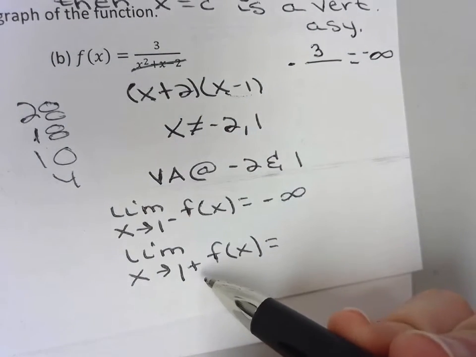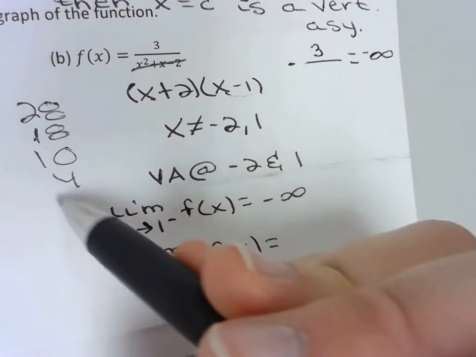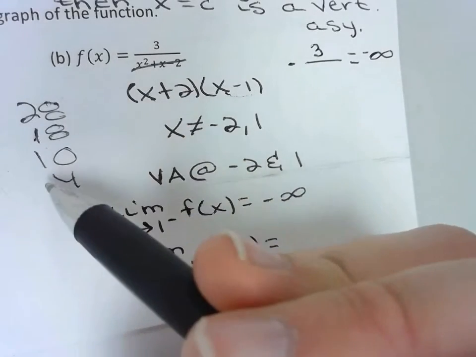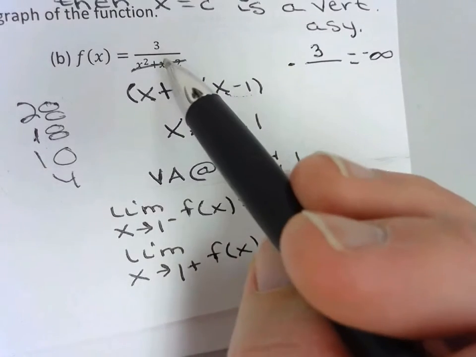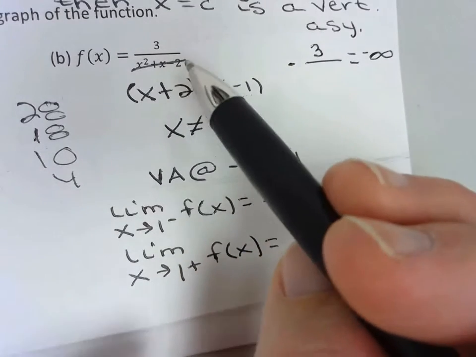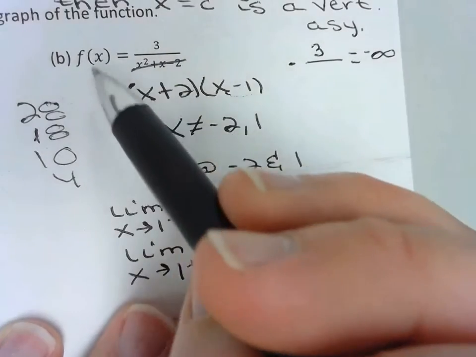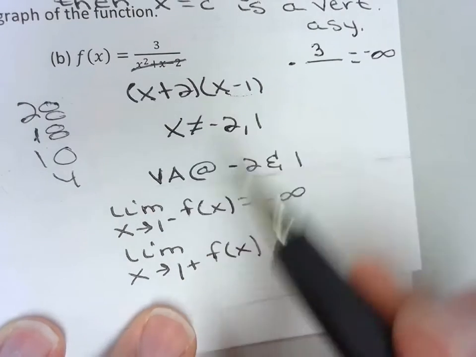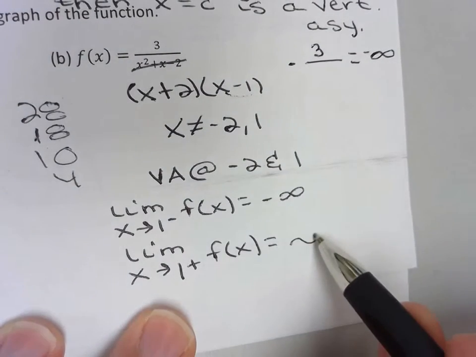So I plugged in 5, 4, 3, 2. My bottom is getting smaller and smaller. So if the top is staying a constant number and my bottom is getting smaller and smaller, the whole fraction is getting bigger and bigger. And there's no negatives here, so it's positive infinity.